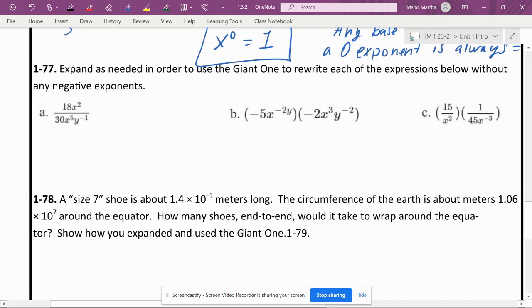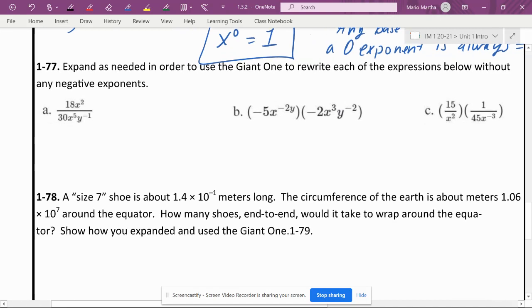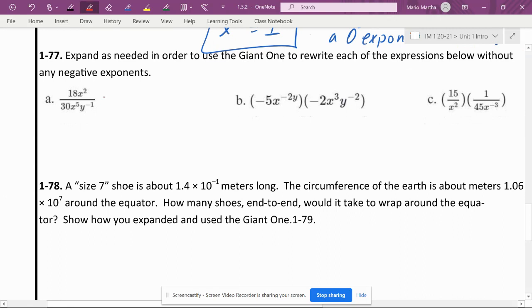And then problem 177. Use the giant ones to rewrite each of the expressions below without any negative exponents. So we want to get rid of those negative exponents. Remember, one of the easiest ways to think about this is: if a negative exponent is at the bottom, it goes back upstairs. So that will be 18x squared y to the first power, over 30x to the fifth.